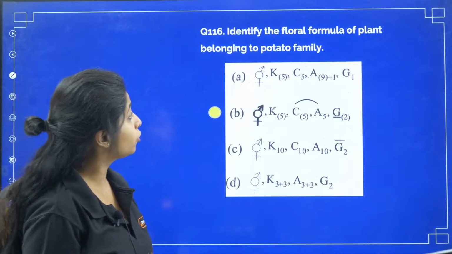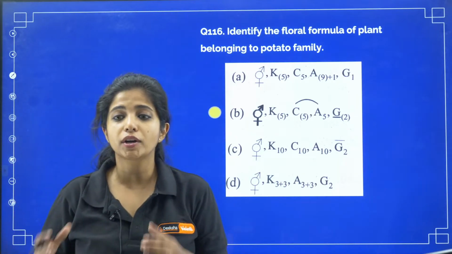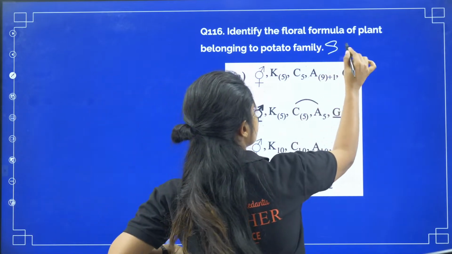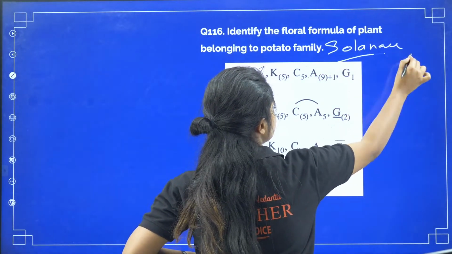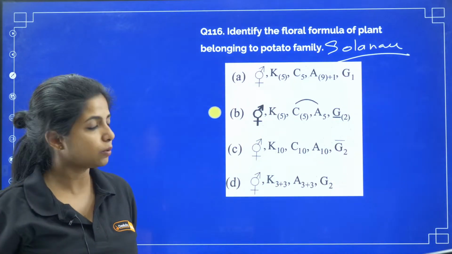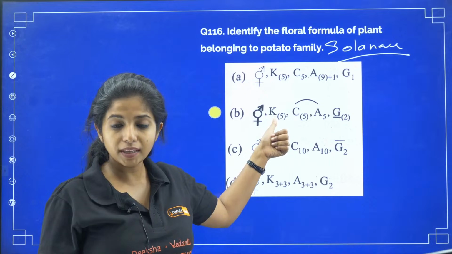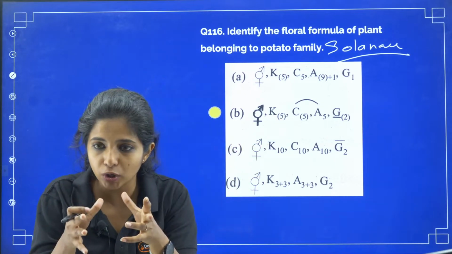Now, identify the floral formula of plant belonging to potato family, my dear children. Potato family is basically Solanaceae family. Always remember Solanaceae. That is where potato belongs to. So they are having bisexual flowers. Calyx is there. They have the sepals, and all the sepals are fused together like this.